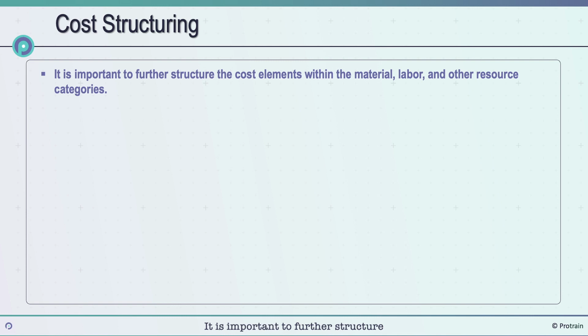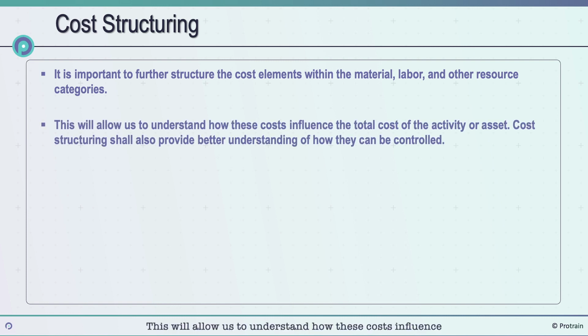It is important to further structure the cost elements within the material, labor, and other resource categories. This will allow us to understand how these costs influence the total cost of the activity or asset. Cost structuring will also provide understanding of how they can be controlled.